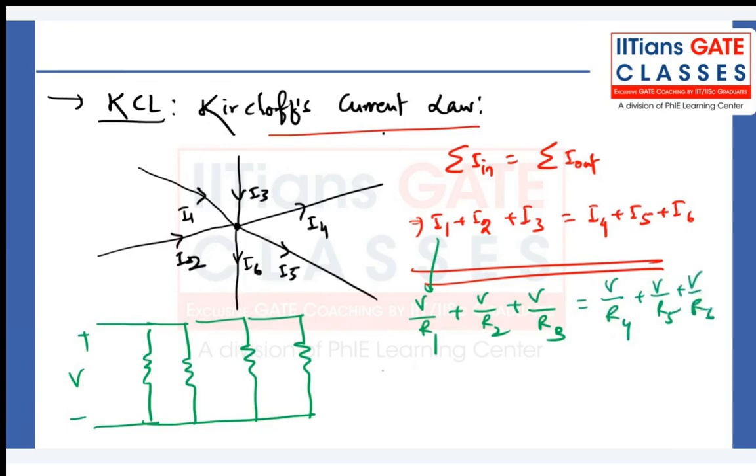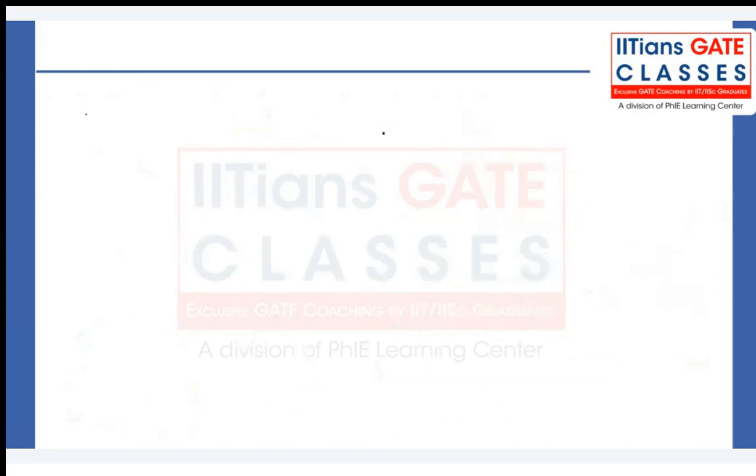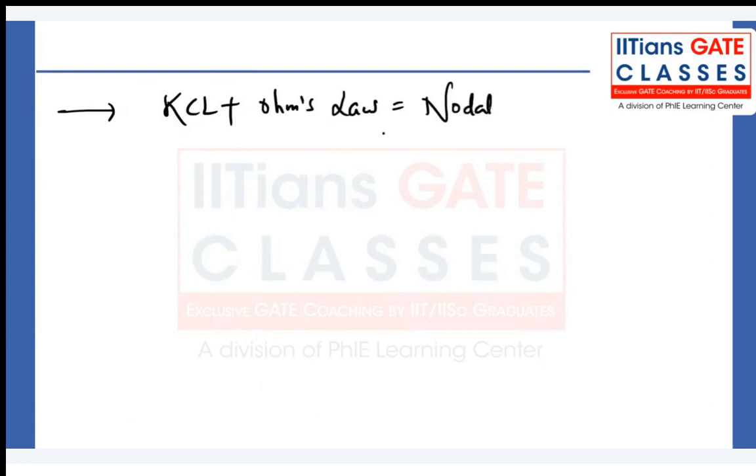So after writing KCL, you're writing current in terms of voltage and resistance. So this is known as nodal analysis. How are you writing V by R? You know the basic Ohm's law. So always keep in mind: KCL plus Ohm's law will be equal to nodal analysis. What is the meaning of analysis?